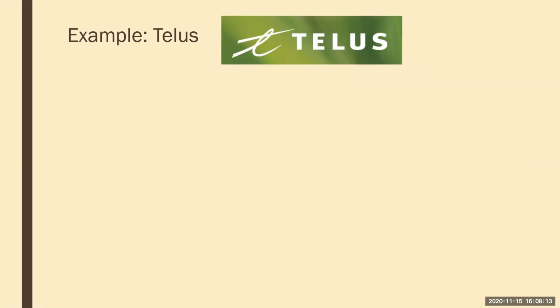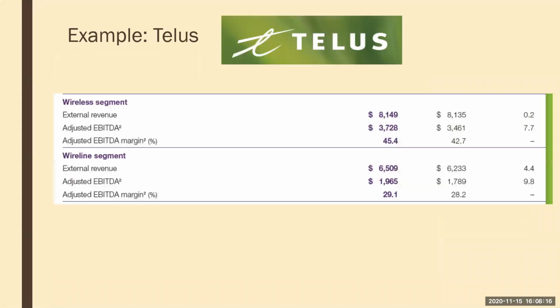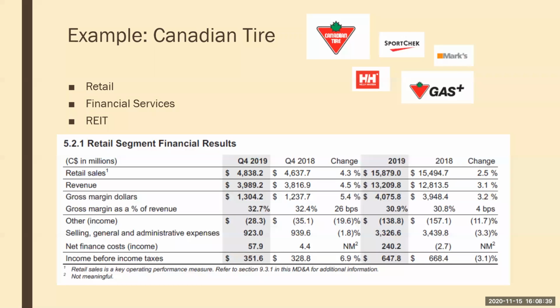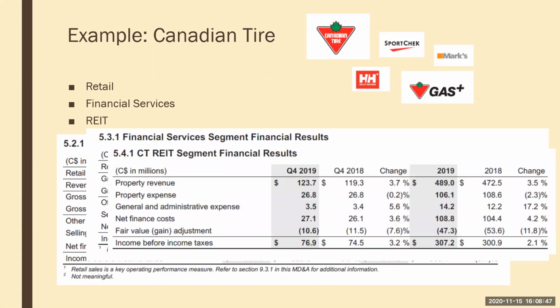An example from Canada is TELUS. TELUS has basically two broad segments, the wireless segment and the wireline segment. Look at Canadian Tire. Canadian Tire has three segments: retail, financial services, and the real estate investment trust, the REIT segment. And in its balance sheet, it provides details about each of these segments: the retail segment, the financial services segment, and the real estate investment segment.